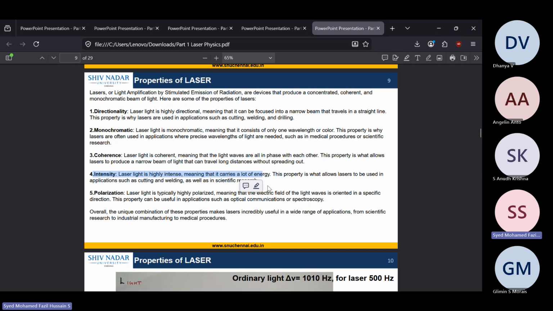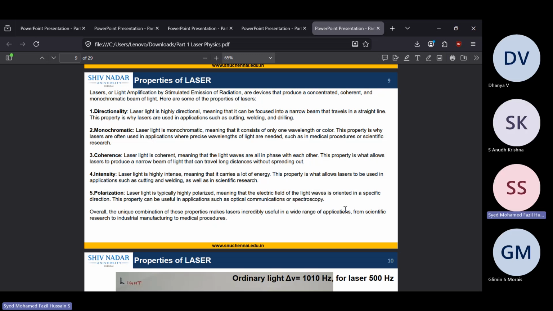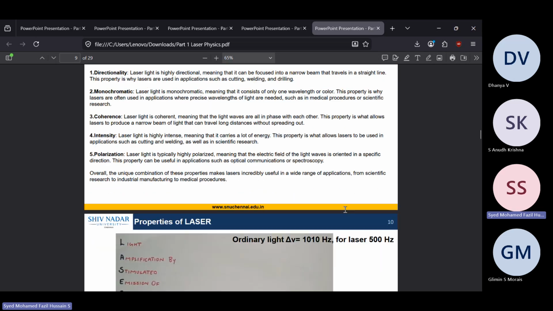Then intensity: the same amount of photons are carried in a single point. The number of photons in a single point is so high that it will be very intense. And polarization: laser light is typically highly polarized because the electric field of this light is pointed in a specific direction. That's why we call laser highly polarized, because it is aligned in a certain direction.